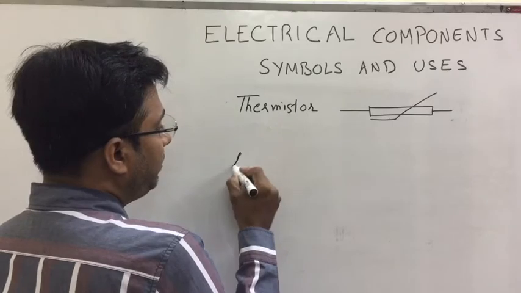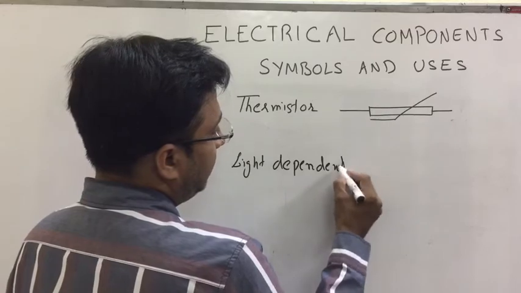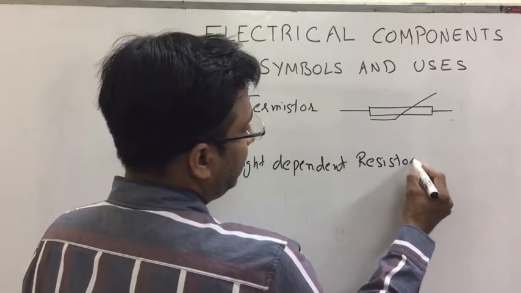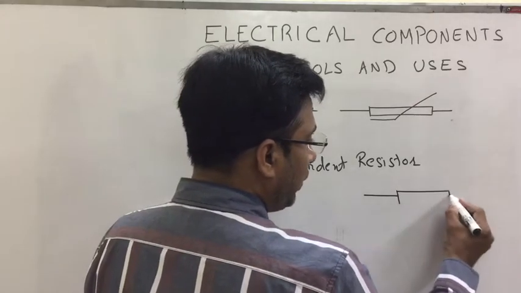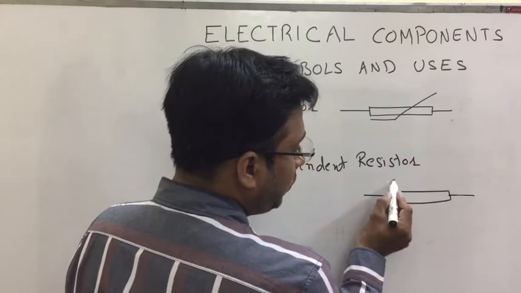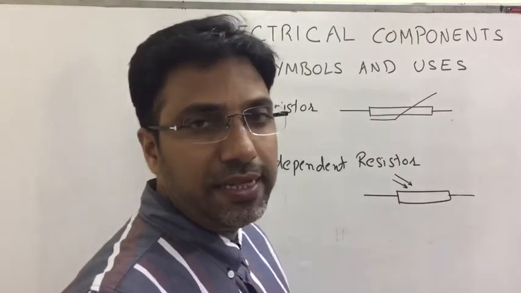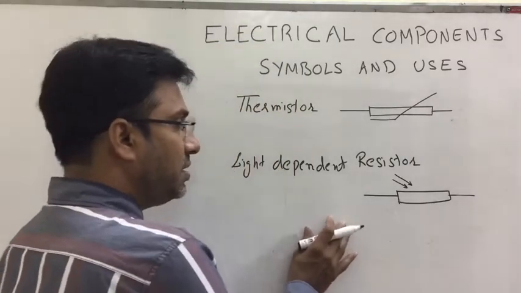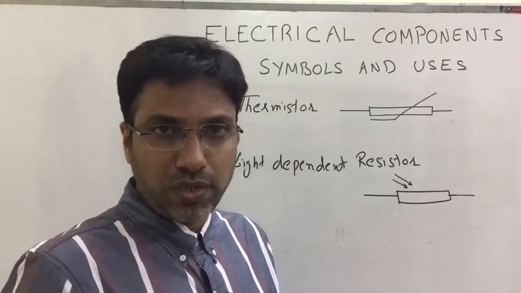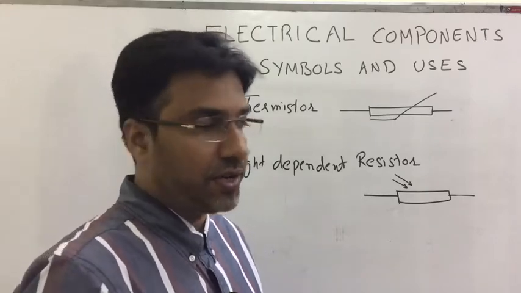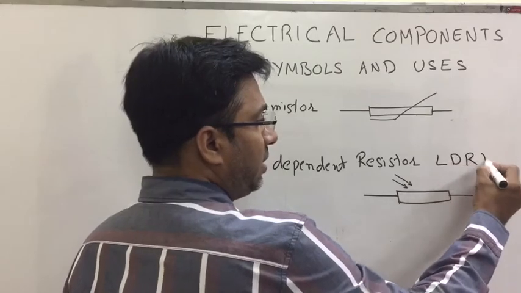Next we have light dependent resistor. The representation of light dependent resistor is, draw a resistor and two arrows on the resistor like light is falling on them. Light dependent resistors are light sensitive devices. They are used in automatic light controls, burglar alarms, etc. Light dependent resistor, in short, is written as LDR.